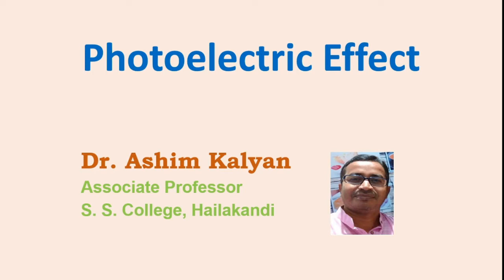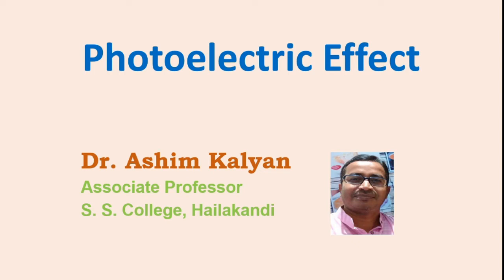To remove an electron from the metal surface, we have to give additional energy to the electrons so that they can overcome the surface barrier of the metal. This minimum energy is known as the work function of the metal.